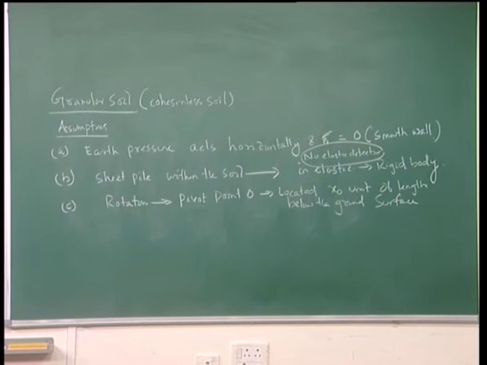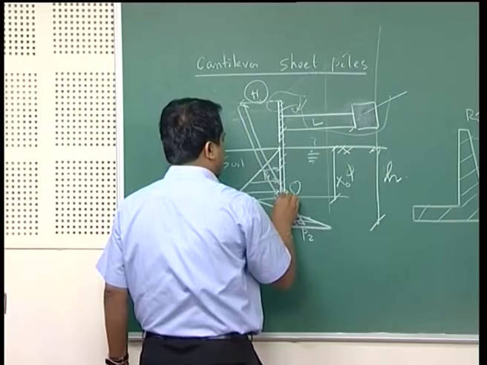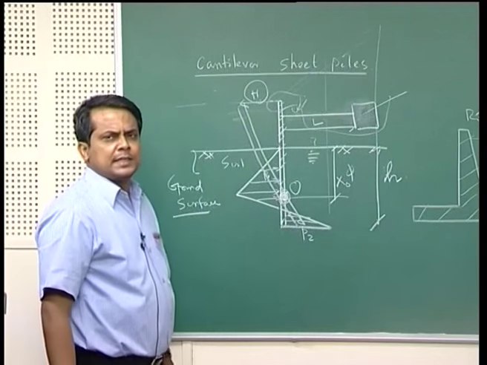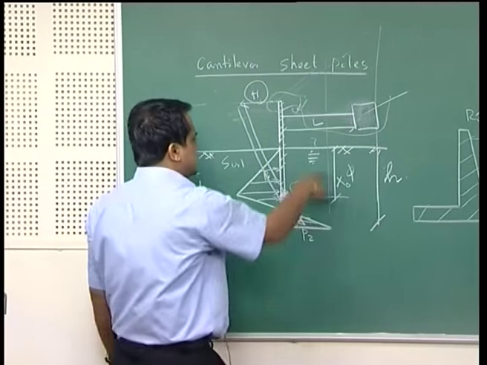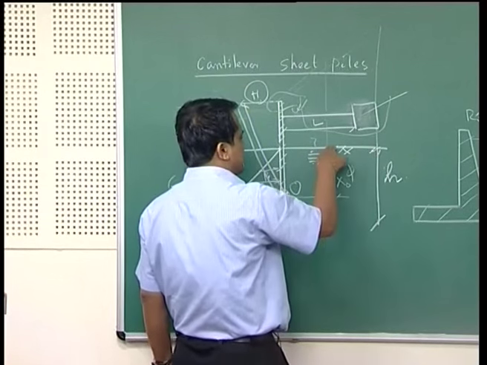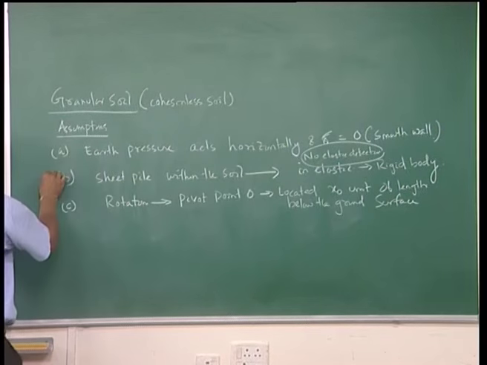It means there is a rotation. This wall will rotate about some point that is called point O, and this point is called the pivot point, and it is located at a distance x0 below where the soil starts. So these two assumptions are the main assumptions.